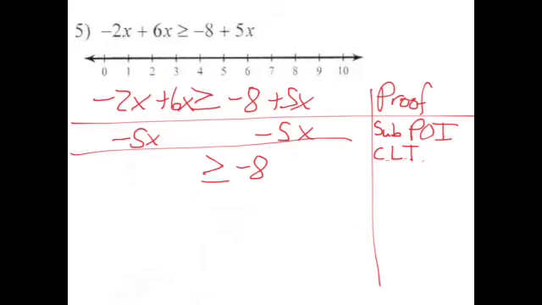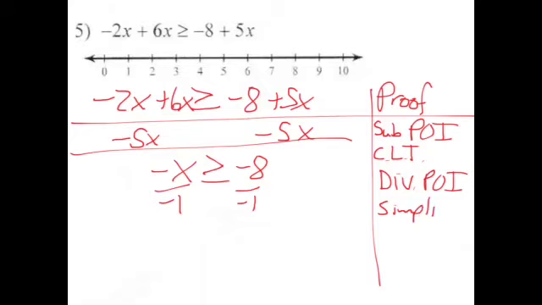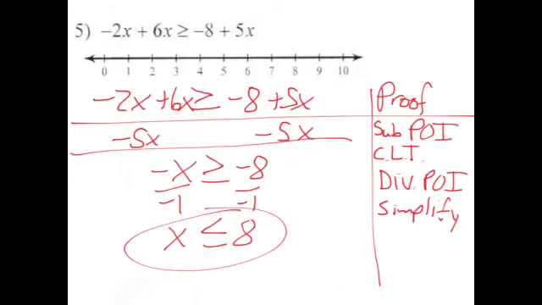Negative 2x and negative 5x make negative 7x. And then you add in that 6x, negative 7x plus 6x is going to give you negative x. And now if I just divide by negative 1 on both sides, and I can do that by the division property of inequality, and then simplify, will let me know what I have at the end. I need to switch direction for my inequality because this number that I'm dividing by is negative. So x is less than or equal to 8. And that's my final answer.